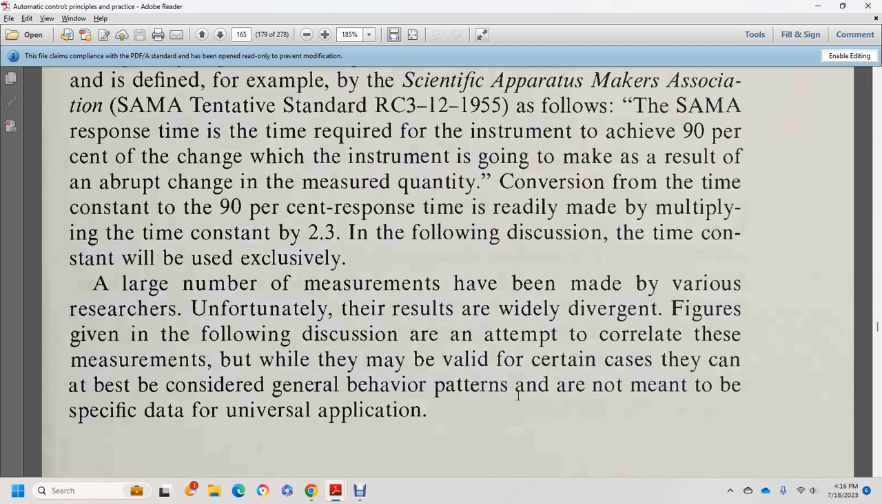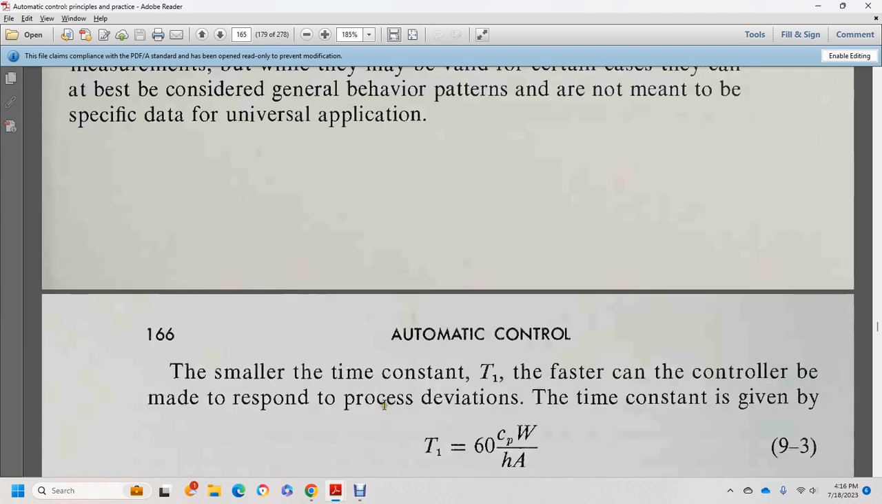A large number of measurements have been made by various researchers, unfortunately with widely divergent figures. The following discussion attempts to correlate the measurements. While they may be available in certain cases, they can be tested by considering the general behavior patterns, which are not meant to be specific or to have universal application.